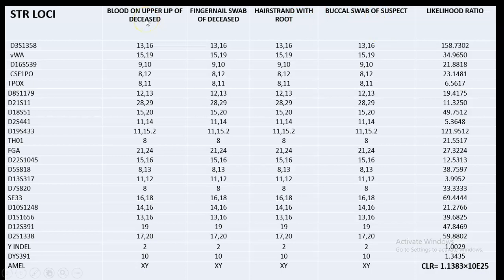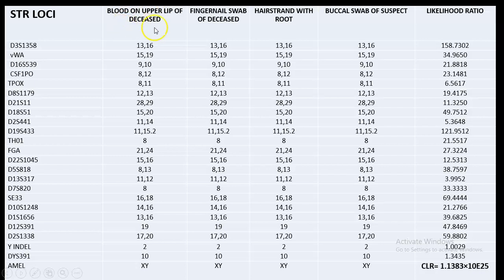So let's check the profiles. 13, 16, 13, 16, 15, 19, 15, 19, 9, 10, 9, 10, 8, 12, 8, 12, etc., for all the other markers. And let's look at the male XY, XY, XY, XY, all from a male source. It means all these samples, these three crime scene samples, came from our suspect.